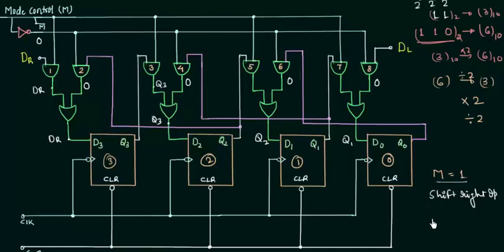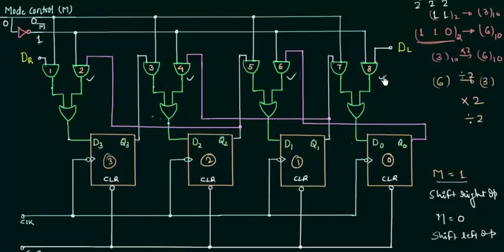In the same way, when capital M is equal to 0, we have the shift left operation. You can easily analyze it by switching the input. Okay, let me do it quickly. Now we have M equal to 0. Therefore, here we have 0 and M complement will be now 1. So the AND gates number 2, 4, 6 and 8 will be operational, whereas the AND gates number 1, 3, 5 and 7 will be disabled. So let's see what we have in that case.